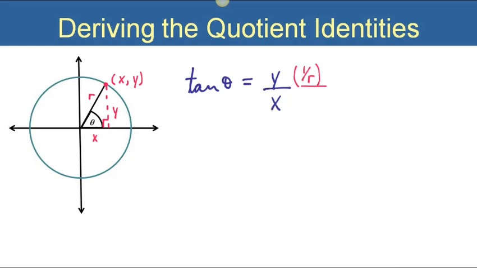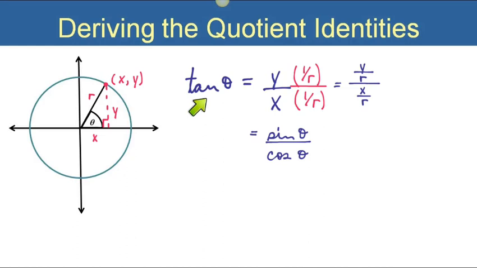And we also know that algebra says we can multiply the top and the bottom by whatever we want without changing the value of the fraction. So if we multiply by 1 over r over 1 over r, then we'll have y over r for the top and x over r for the bottom. And we remember that y over r is the definition of sine, and x over r is the definition of cosine. So that proves that tangent of theta is equal to sine theta over cosine theta.